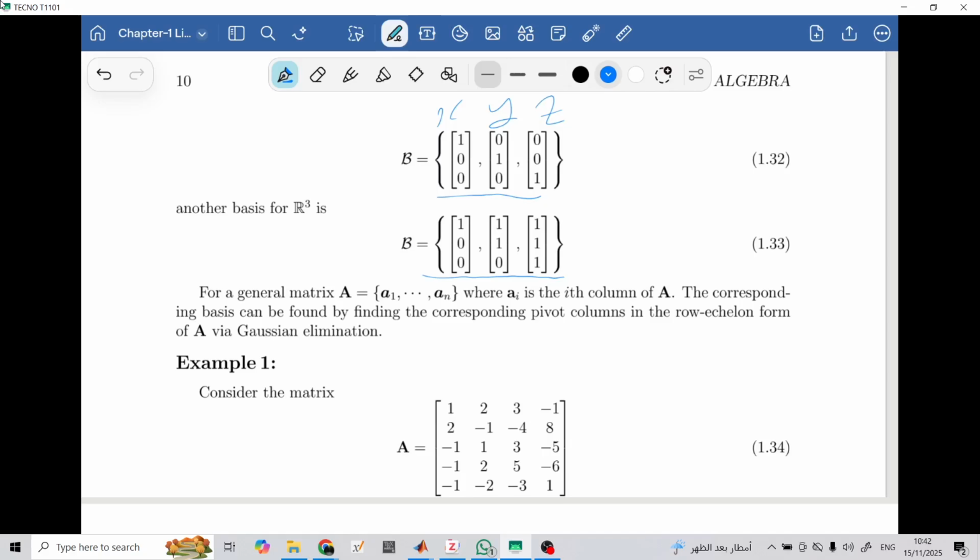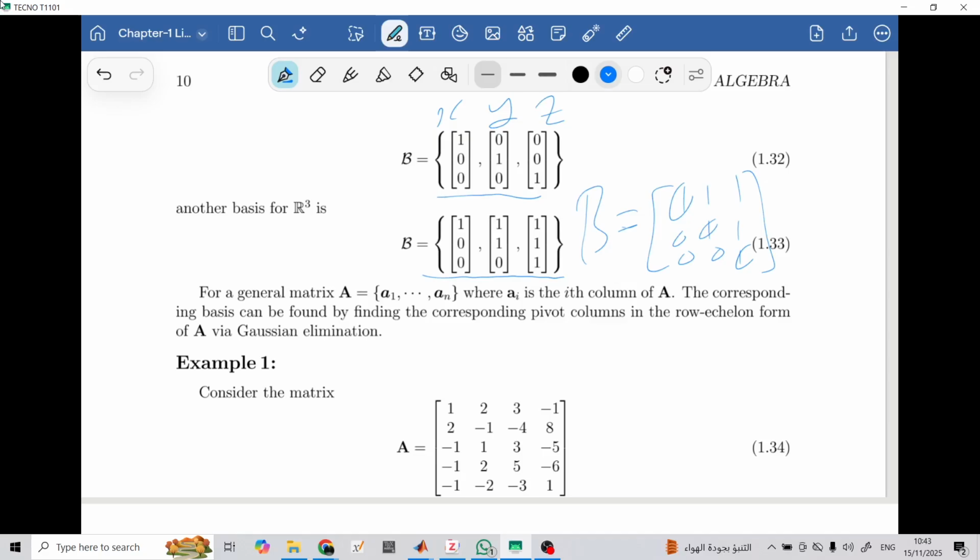Now we can check whether those vectors are a basis. How? Form the matrix B here: 1 0 0, 1 1 0, 1 1 1, and perform Gaussian elimination. In fact, we don't need to perform it because we can already see that this is a pivot, this is a pivot, this is a pivot. So we have 3 non-zero pivots, meaning that those columns are linearly independent, meaning that they constitute a basis for R3.